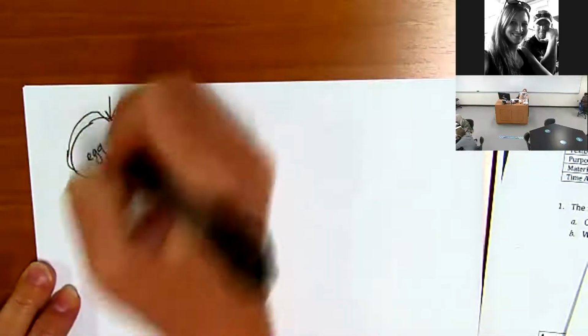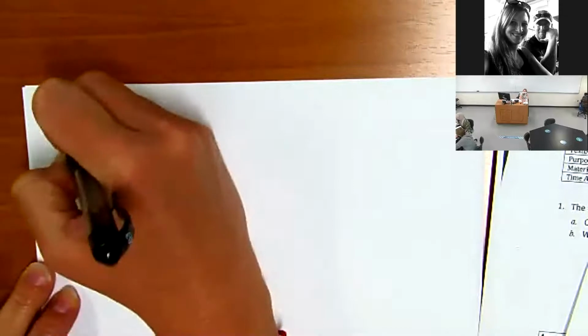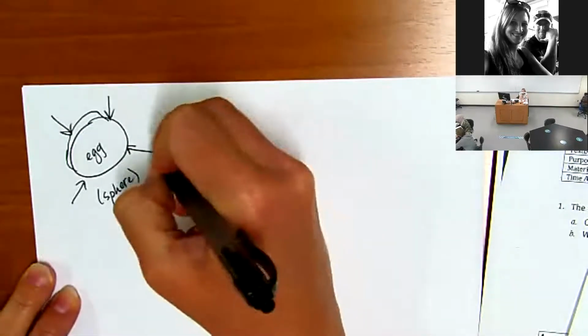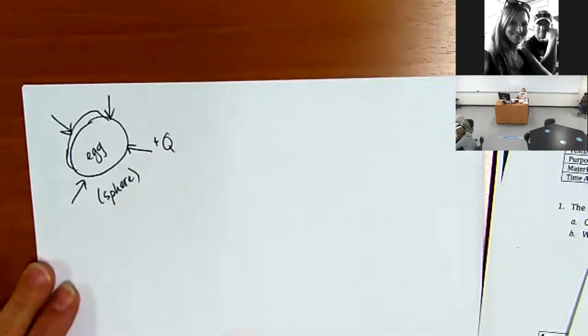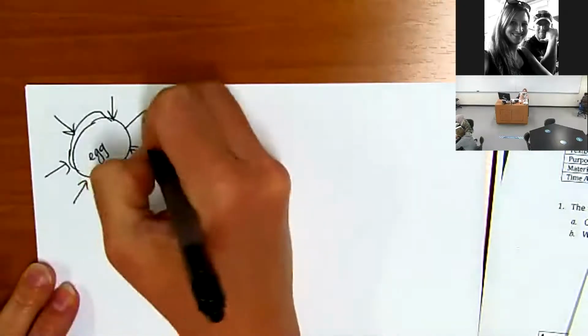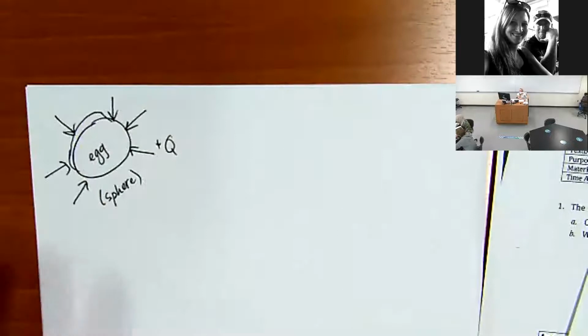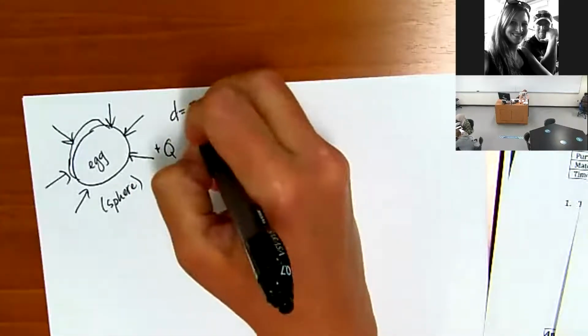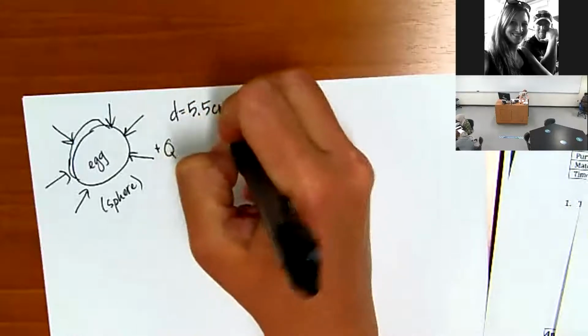And we have boiling water that is transferring heat into our egg. So we're making a nice hard-boiled egg. And our egg is almost like a sphere, even though it's a little more oval-like, we can approximate it to be a sphere. We know that our diameter of this egg is 5.5 centimeters.